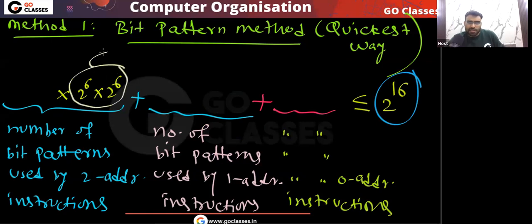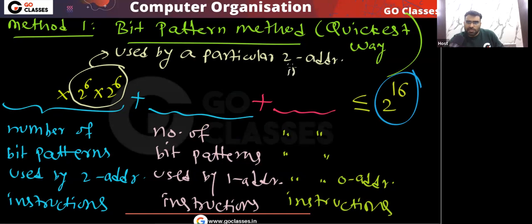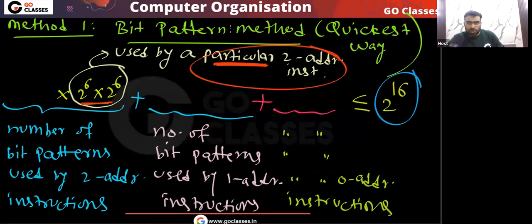These many bit patterns are consumed by whom? Tell me. They are used by a particular 2 address instruction, right? Yes or no? A particular 2 address instruction will consume these many bit patterns.